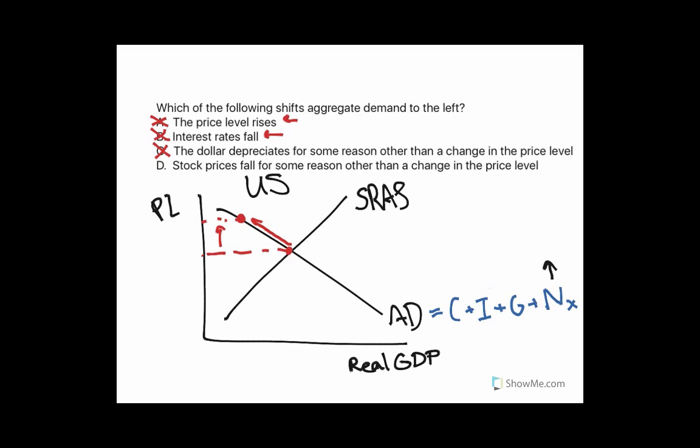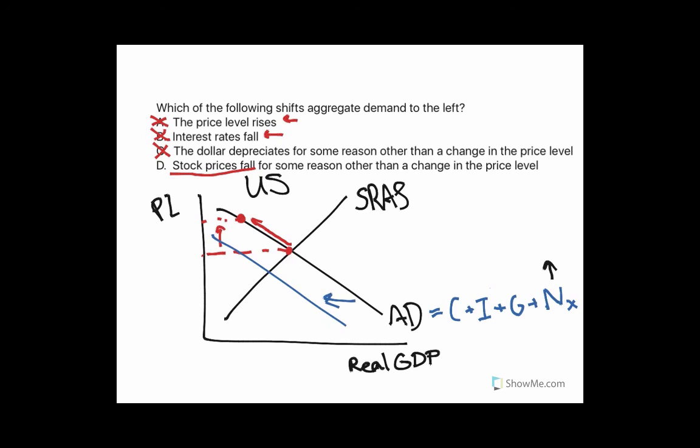So the reason choice D is correct is, it says stock prices fall for some reason other than change in price level. That typically has two effects on aggregate demand. One is that some people are holding onto these stocks and investing in them, and if these stock prices fall, those people lose money, and basically they're losing some income, and a decrease in income is something that shifts aggregate demand to the left.